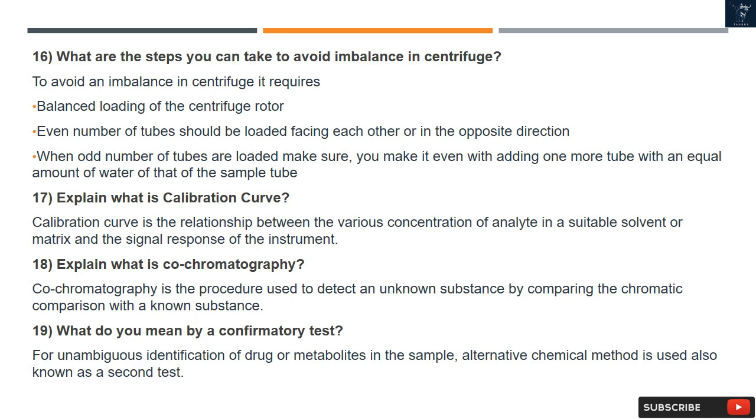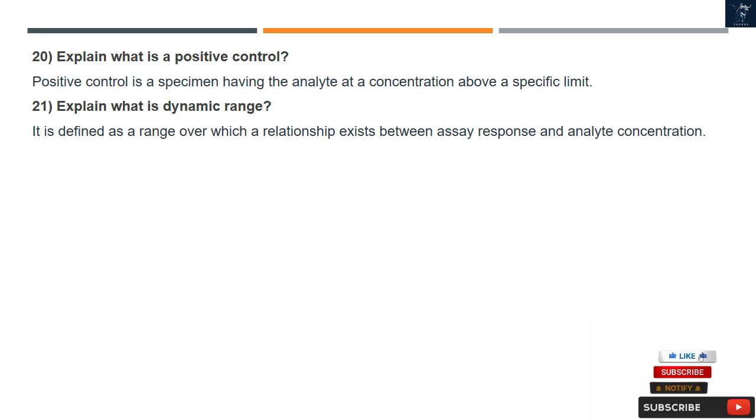19. What do you mean by a confirmatory test? For unambiguous identification of a drug or metabolites in the sample, an alternative chemical method is used, also known as a second test. 20. Explain what is a positive control. A positive control is a specimen having the analyte at a concentration above a specific limit. 21. Explain what is dynamic range. It is defined as a range over which a relationship exists between assay response and analyte concentration.